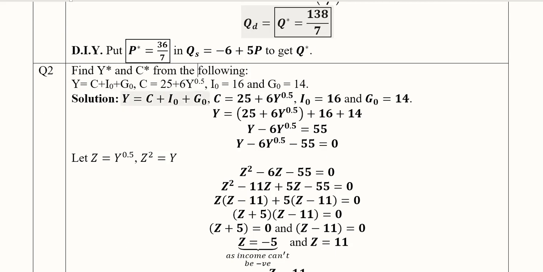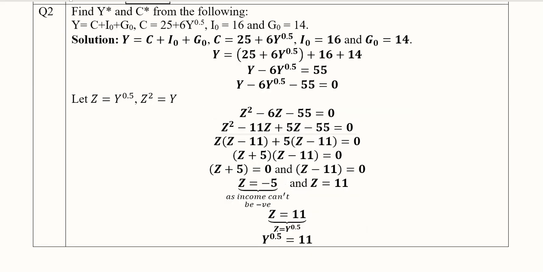Then we have question number 2. Again, we have to find the equilibrium national income and equilibrium consumption. So we use the given data. This is the expenditure approach of GDP. This is the consumption function. This is the investment equation, and this is the equation of government expenditure. All of the information is given.